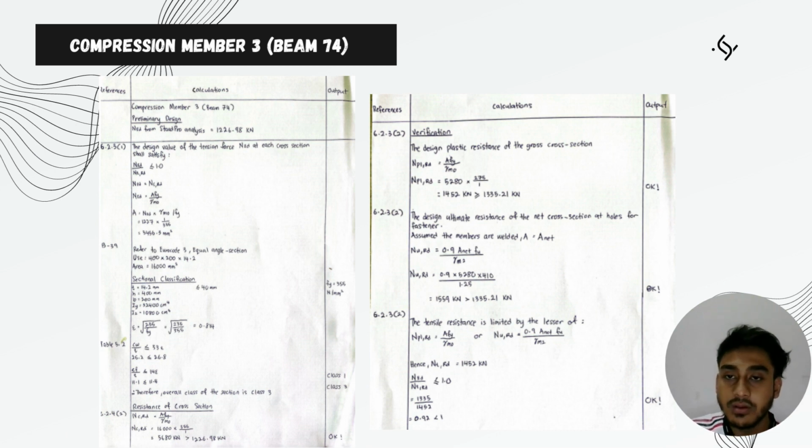And the last one, we calculate the tensile resistance, which is limited by the lesser of these. So we get the NTRD is 1482 kilonewton. So we calculate NED divided by NTRD is less than 1, and we get the answer 0.92. So less than 1, so the result is okay.